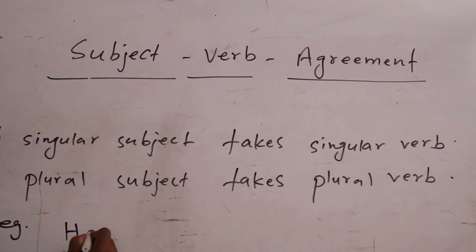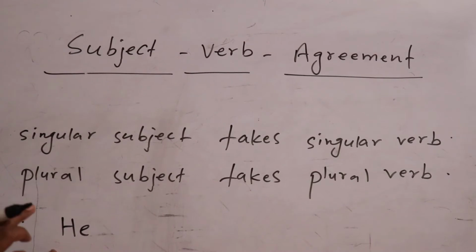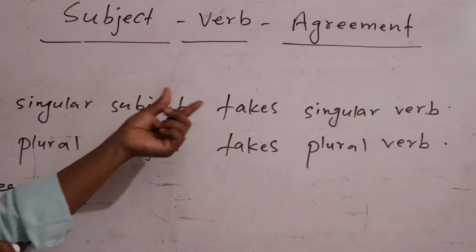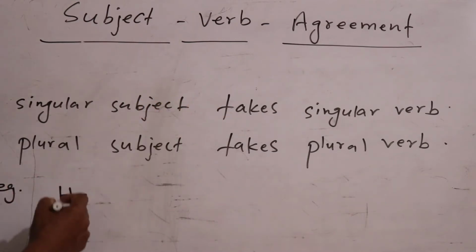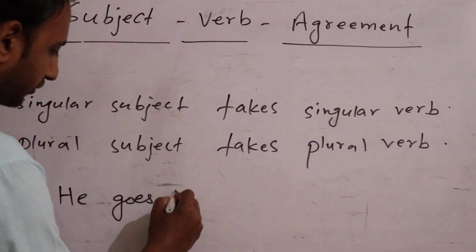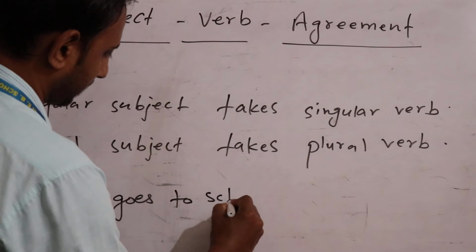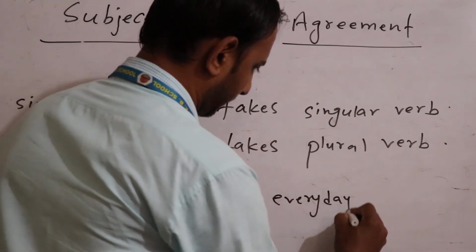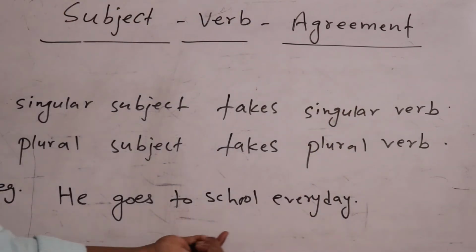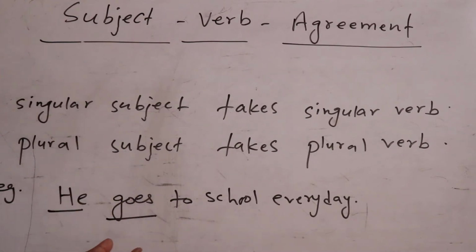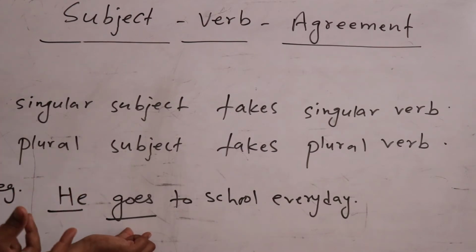Listen here. He means a single person, which means a singular subject. Now it will take a singular verb. What is a singular verb? He goes to school every day. He goes to school every day. This he is the subject and goes is the verb. So he is a singular subject and goes is a singular verb.